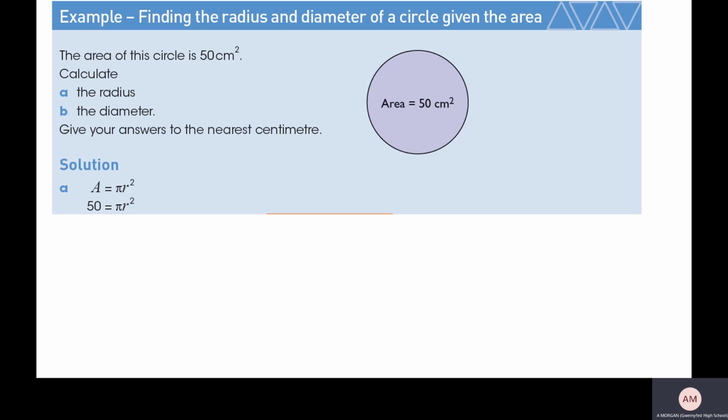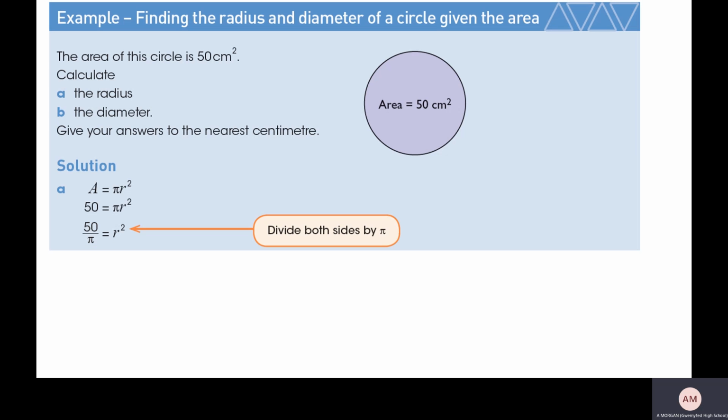And the thing we don't know is r. Pi looks like something we don't know, but it is just a number that our calculator knows, so that's not a problem. The only thing we don't know is the r. So if we knew what r was, then we would square it, times it by pi, and then we get the answer 50. So if we try to undo those things, we'll get back to what r is. So divide by pi, and you get 50 divided by pi equals r squared.